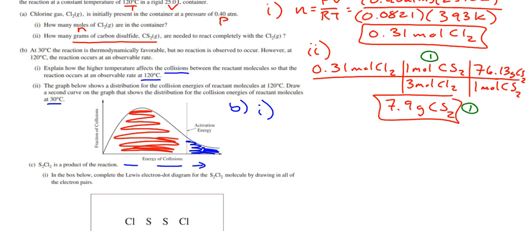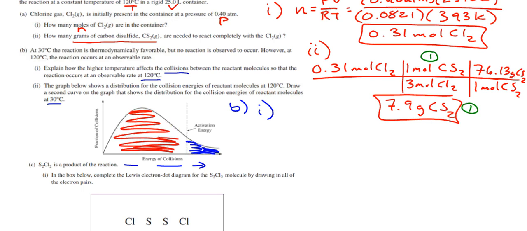So they might collide, jump around, fly around a little bit, and then collide again and have greater energy, then it'll happen. But it's only those ones that are in the blue that make it. So what we need to do, this is at 120. So let's just think about this for a second. At 30 degrees, are we going to have more or less reacting? Less, okay, right? So the energy is less.